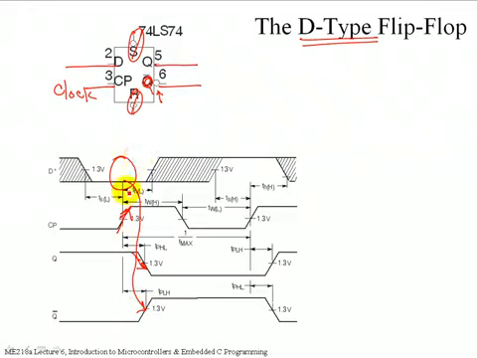Rising edge on the clock pulse, capture D, transfer it to Q. Goes back down, comes up again. This time the D is in a 1 state, and so we see the Q going to a 1 and Q bar going to a 0. So the state of the Q pin is telling you what the state of the D input was the last time there was a clock edge.